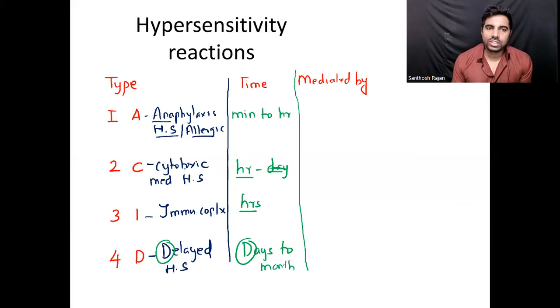These two are hours. Cytotoxic will come in hours, when the reaction occurs. Here, less than hours, but usually it's minutes. It usually comes in minutes. Anaphylactic comes in minutes.